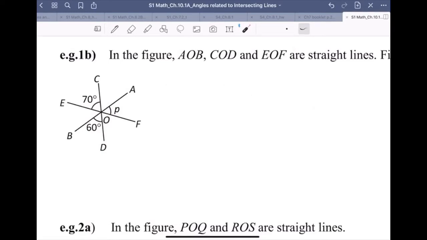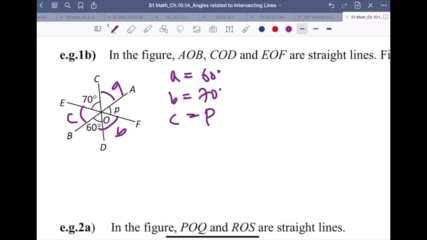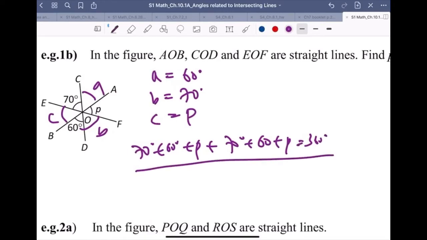So we need to first of all spot out a pair of vertically opposite angles. Actually, there are three pairs. This is 60, this is p, and this is 70. Do we need to spot out the three pairs? A equal to 60, B equal to 70, C equal to P. Can we write this? But it's a little bit troublesome because we need to use angles and points, so it will become too long. So don't use it.